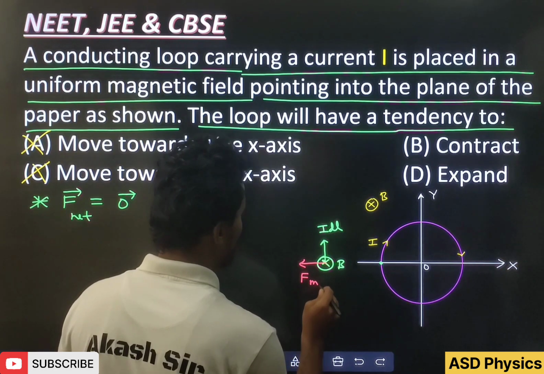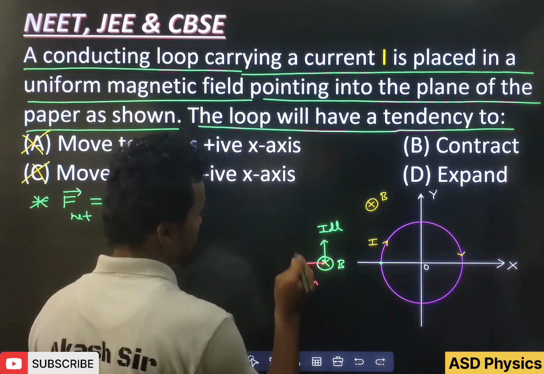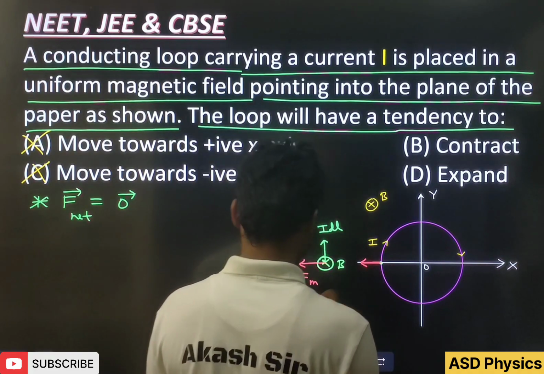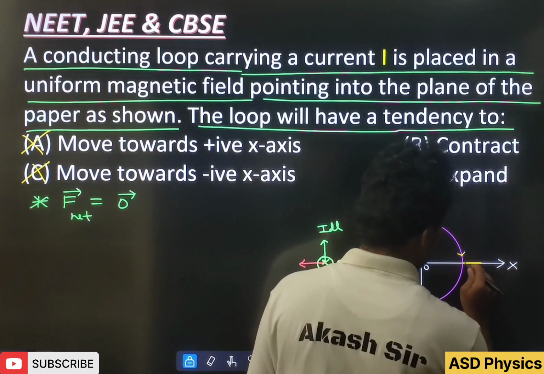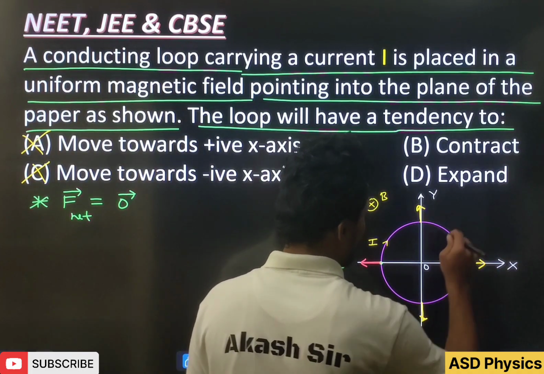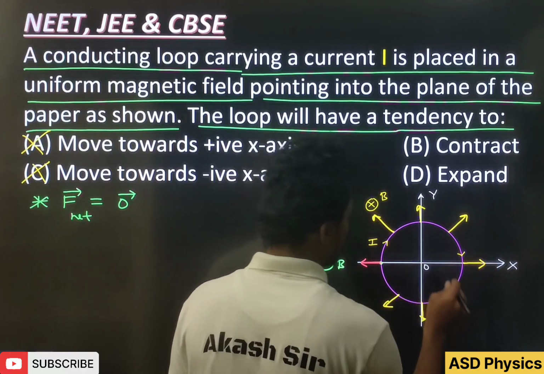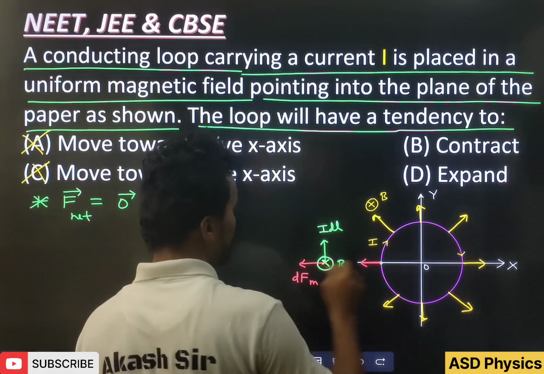All will be mutually perpendicular. Okay, so magnetic force in this direction. Let's take a very small force, dFm. So what will happen is that here the force is in this direction, dFm here. Okay, so this is the force. Similarly, here you will see force in this direction, upward, downward. Like this, forces will act here. Like this, forces will act here. So you can see very well here, individually the forces are acting.